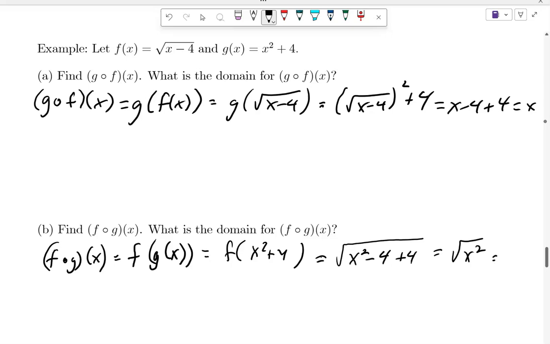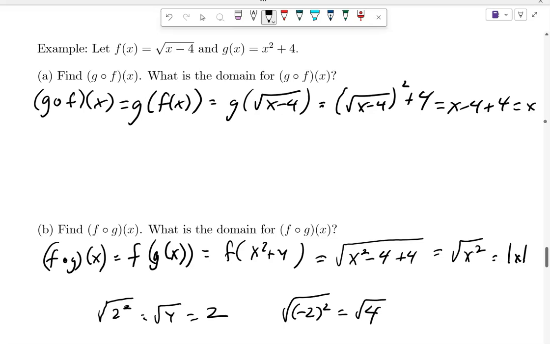We actually have to be a little bit careful when we do these. This is technically absolute value of x, not just an x. And here's why. If I do square root of 2 squared, that's square root of 4, which is 2, right? So I really do get back to where I started. But if I do square root of negative 2 squared, what happens when you square the negative 2? What do we get under the radical? It's still positive, right? When I take negative 2 and square it, I get 4. And now square root of 4 is 2.